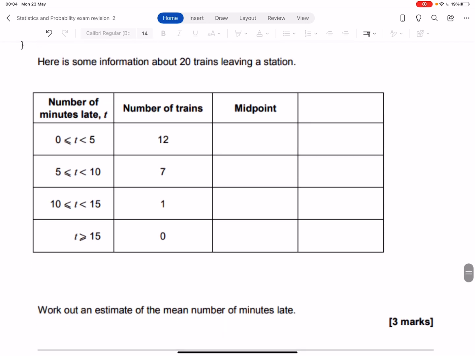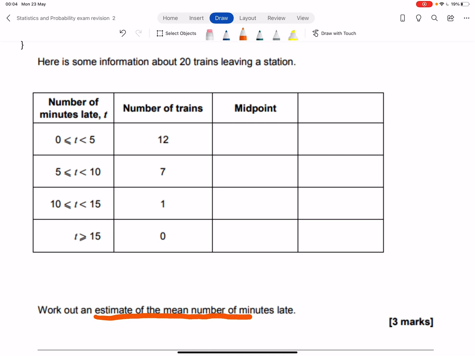Here is some information about 20 trains leaving the station. The first column stands for the number of minutes late, T shows minutes. The second column, number of trains. Then we have a column on midpoint, which reminds you that we have to find the mid value in each class interval, which is the number of minutes. And the third will be when we multiply the values in the second and the third column. Work out an estimate of the mean number of minutes late.